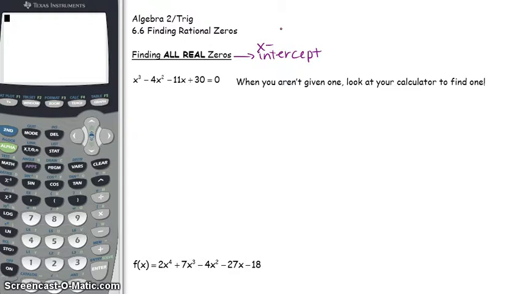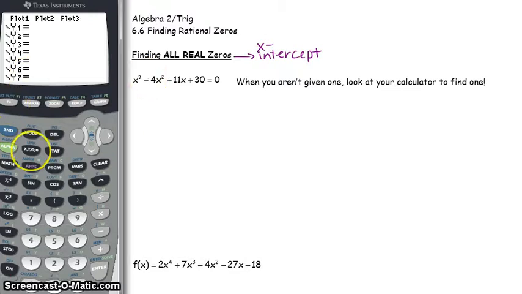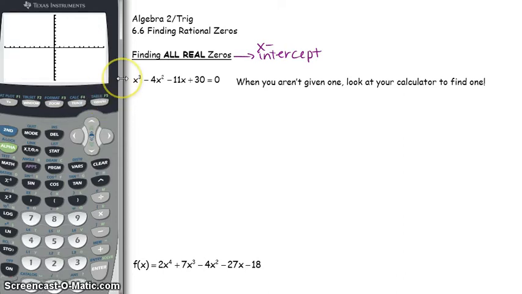X-intercept. Okay, so let's plug this in. We have x cubed, so that's x to the third, minus 4x squared minus 11x plus 30. Make sure to double check that you plugged it in correctly. Hit graph, and it should look something like this. When we're looking for our zeros, we can just guesstimate one of these points. We don't have to use the zero function of our calculator. We can just look at that and count to see, and then use synthetic division to check.